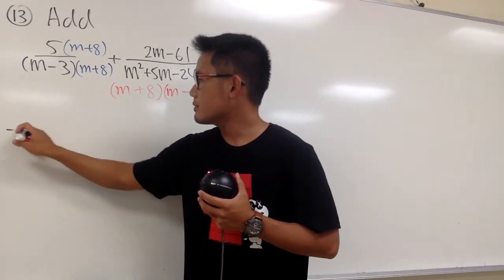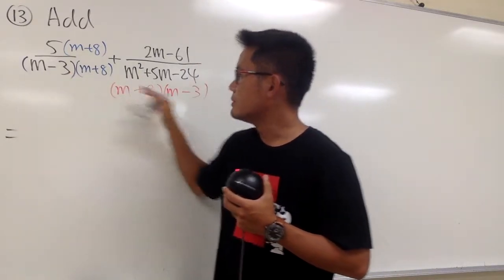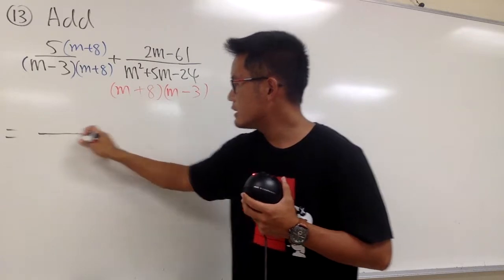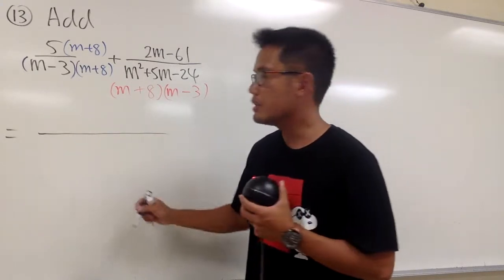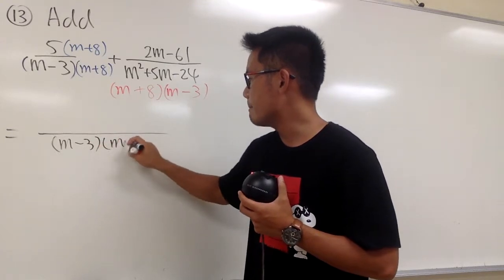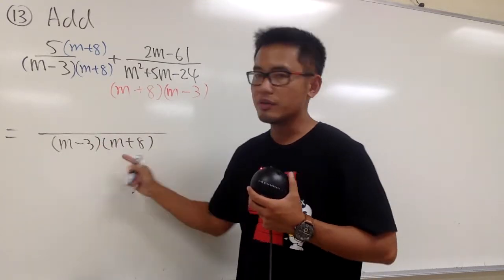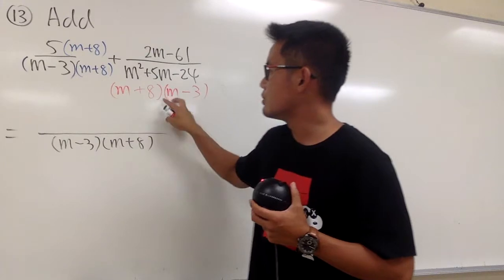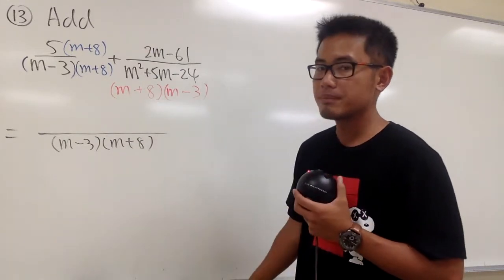And now, you will see that the bottoms will be the same. I will just write it down as a big fraction. I will write this down as m minus 3 times m plus 8. The order of this doesn't matter. The product of these two doesn't matter. It's the same thing anyway.